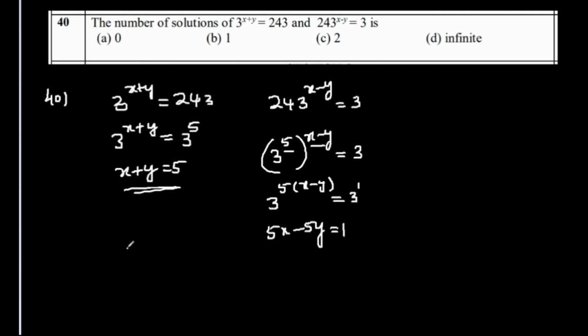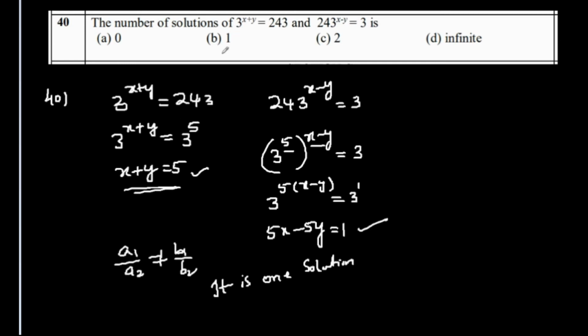So clearly we can see that a1 by a2 is not equal to b1 by b2, as these two are a pair of linear equations in two variables. So a1 by a2 is not equal to b1 by b2. It has one solution, a unique solution. The correct option for this question is B, one solution.